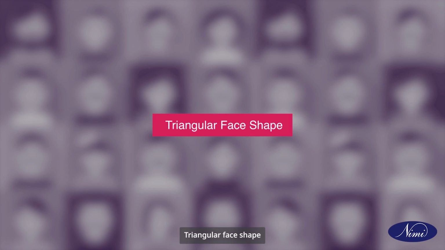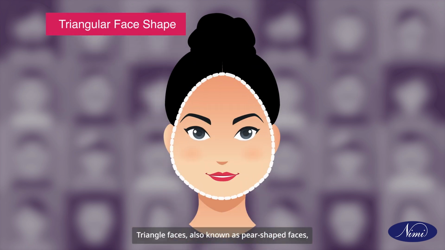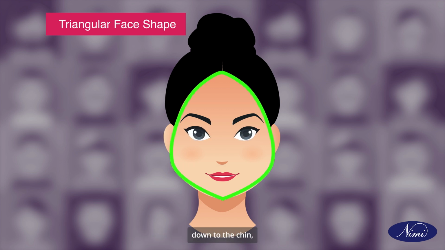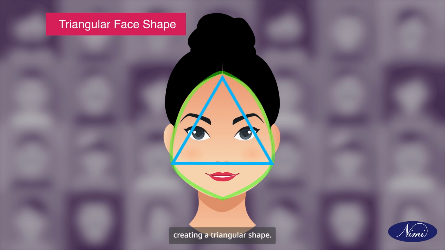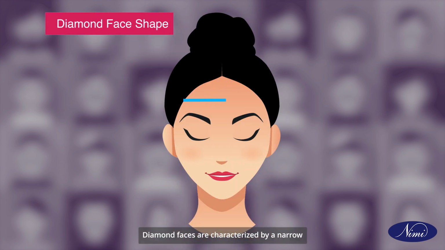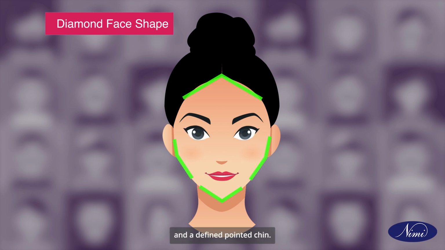Triangular face shape. Triangle faces, also known as pear-shaped faces, have a narrower forehead and wider jawline. The face narrows from the forehead down to the chin, creating a triangular shape. Diamond face shape. Diamond faces are characterized by a narrow forehead and chin, with the cheekbones being the widest part of the face. The face has angular features and a defined pointed chin.